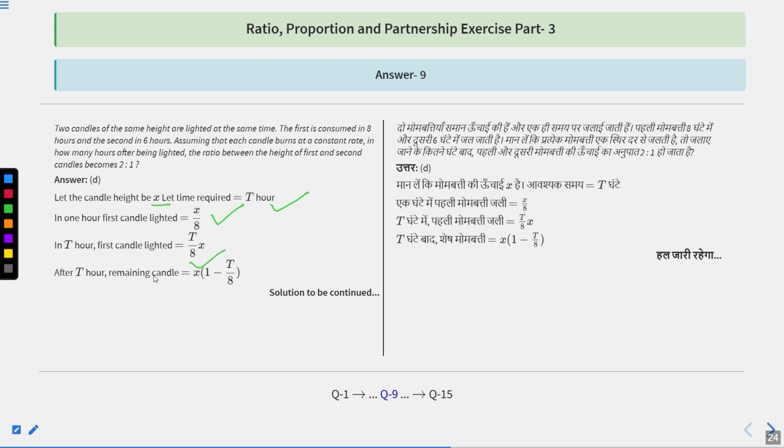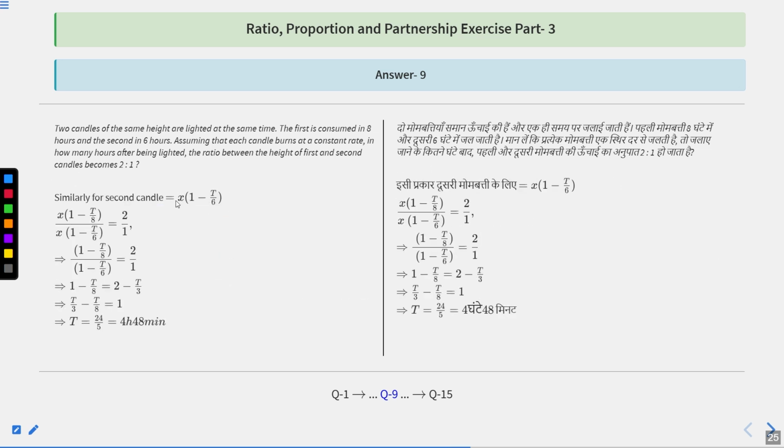Clear? After t hours, the remaining candle will be x minus xt upon 8. So we can take x common and write it as x in bracket 1 minus t upon 8. Similarly, for the second candle, we can write it as x into 1 minus t upon 6.